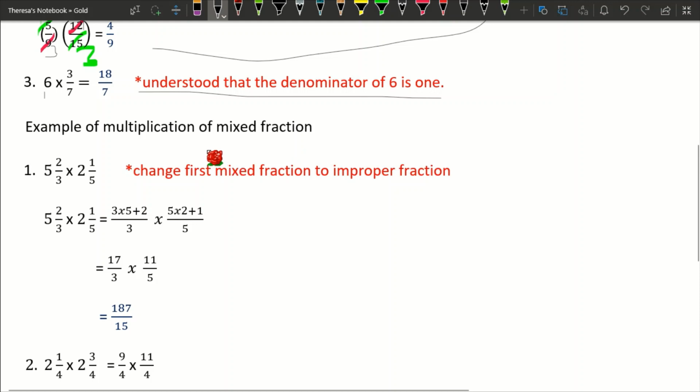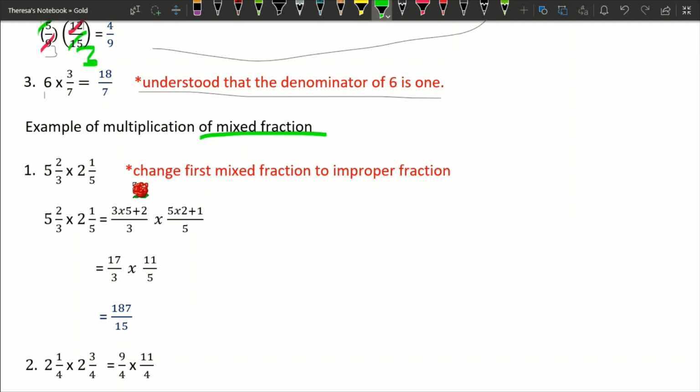Alright? So another example, multiplication of mixed fraction. So ano ba yung mixed fraction? Okay, so di ba yung mixed fraction, yun yung numbers or yung fraction na mayroong whole number gaya nito. So we have here 5 and 2/3 times 2 and 1/5.